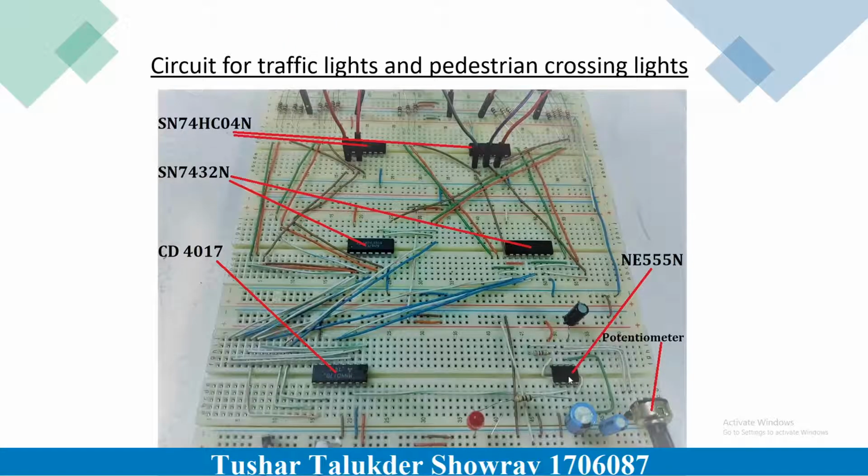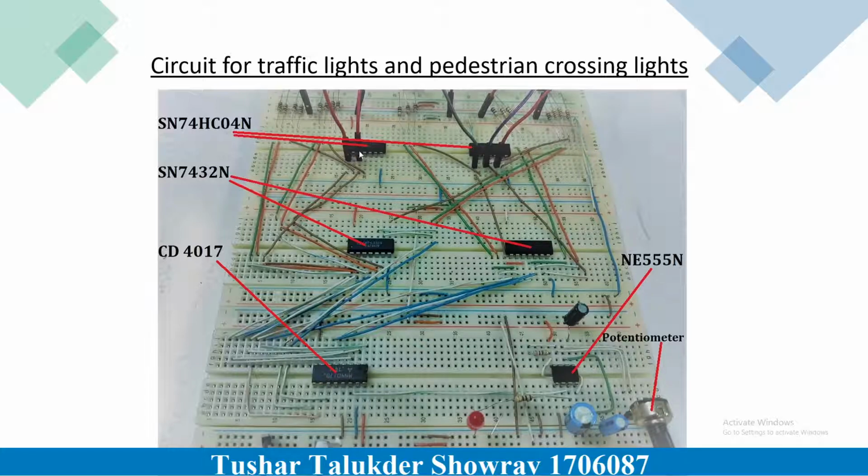This is the 555 timer IC. Here we can change the pulse width by varying the potentiometer. The generated pulse from the 555 timer IC is then given into the 4017 decade counter IC. This counter is counting from 0 to 9 according to the pulse interval. Then the output pins of the 4017 decade counter are fed into the required OR gate and NOT gate to control the traffic light signals.